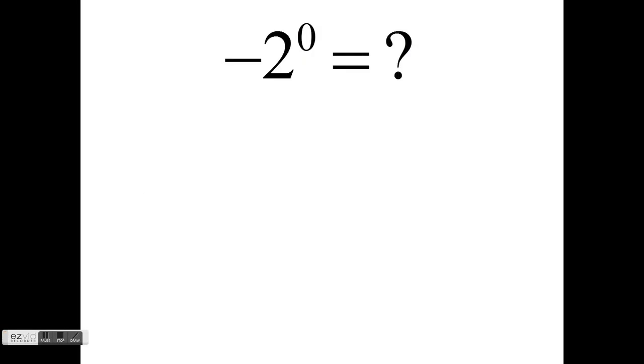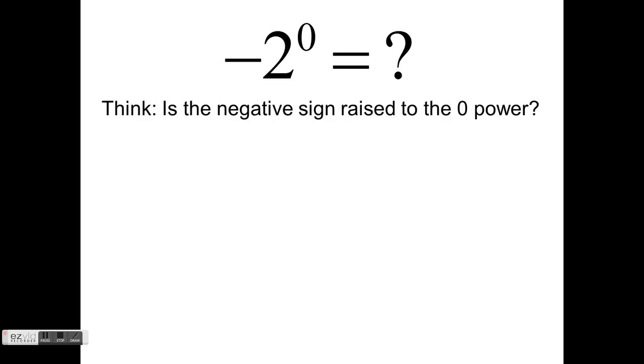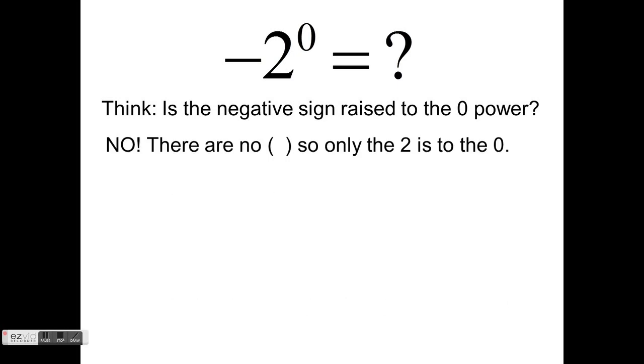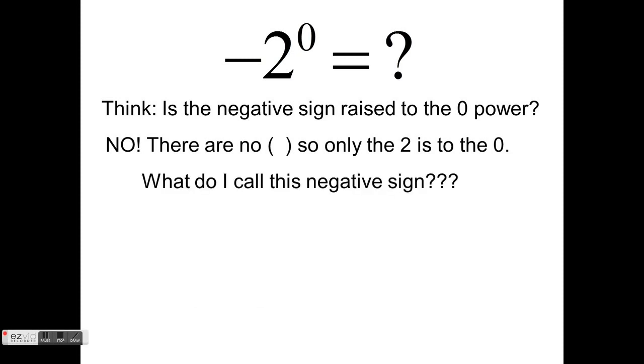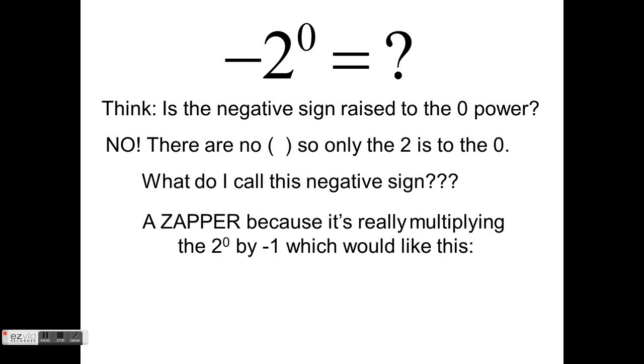Now look at this one. There is no parenthesis. The negative sign is not raised to the 0 power, because only the 2 is raised to the 0 power when there is no parentheses. What do I call this negative sign in class? I call it a zapper because it really represents a negative 1, multiplying negative 1 times 2 to the 0.